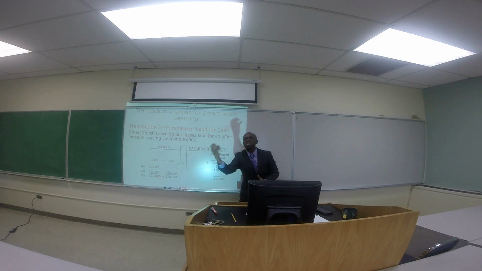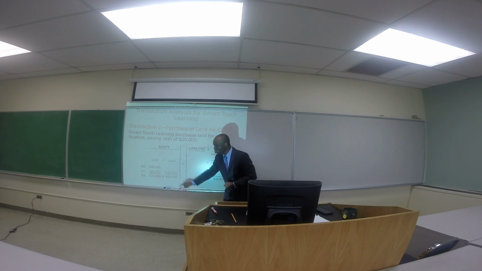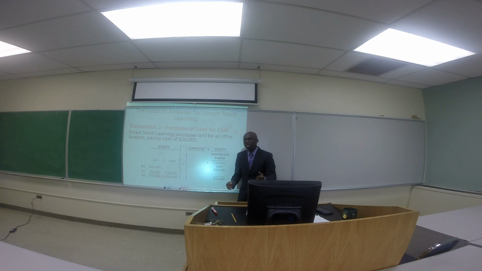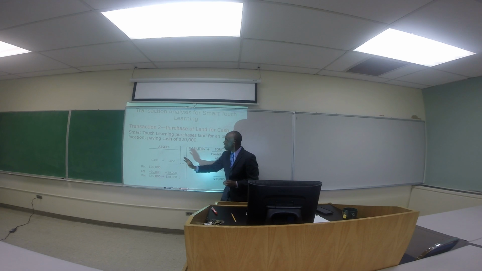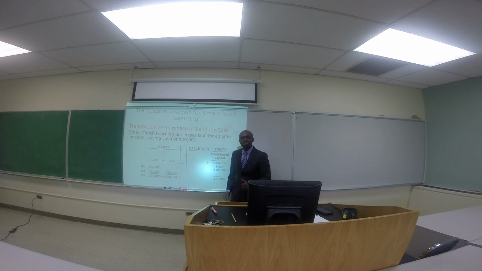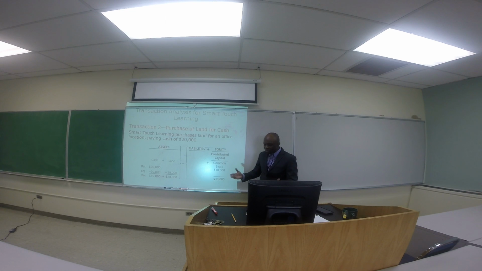But what do we receive? Land, a piece of land. What is land? Obviously, land is an asset. So an asset, land specifically, goes up by 20,000. Interestingly, look at what happened here. This transaction affected only assets. One asset went down, that is cash. Another asset goes up, and that is land. So clearly, the accounting equation is in balance after that transaction.